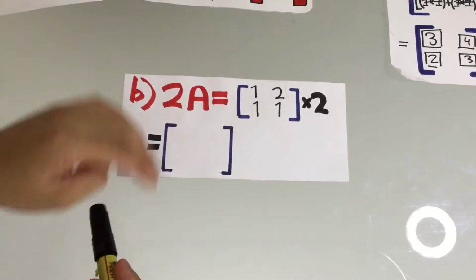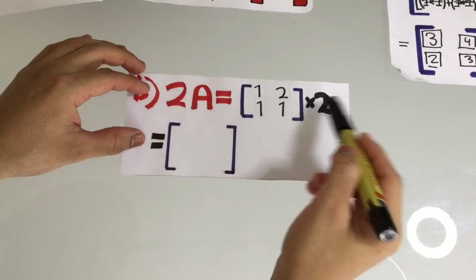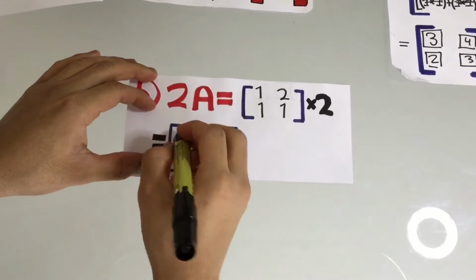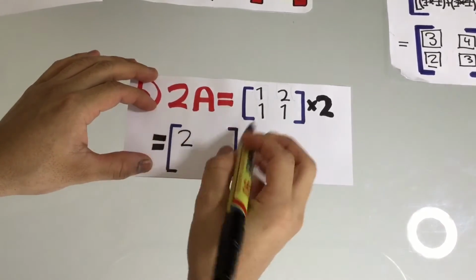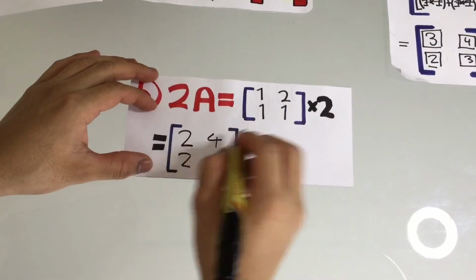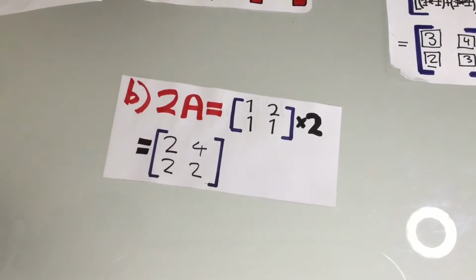Now moving on to B. 2A, which is as simple as any number times 2 here. 2A is this whole bracket times 2. So we'll do this very easily. 1 times 2 here means 2. 1 times 2, 2. 2 times 2, 4. 1 times 2, 2. Here's the answer.